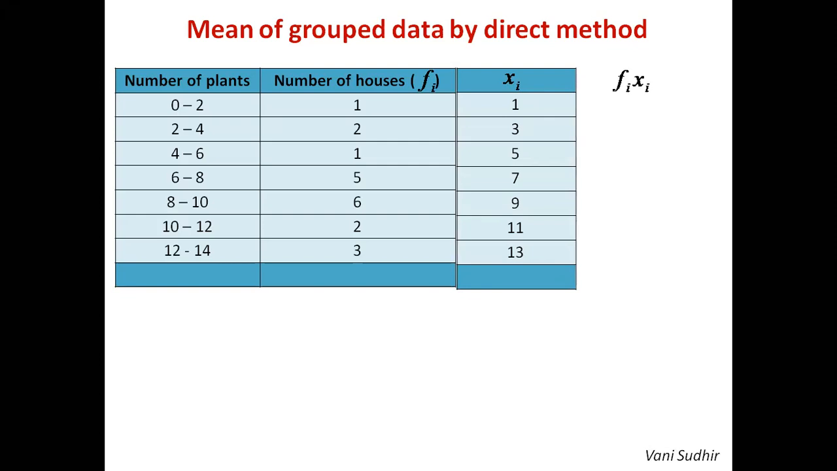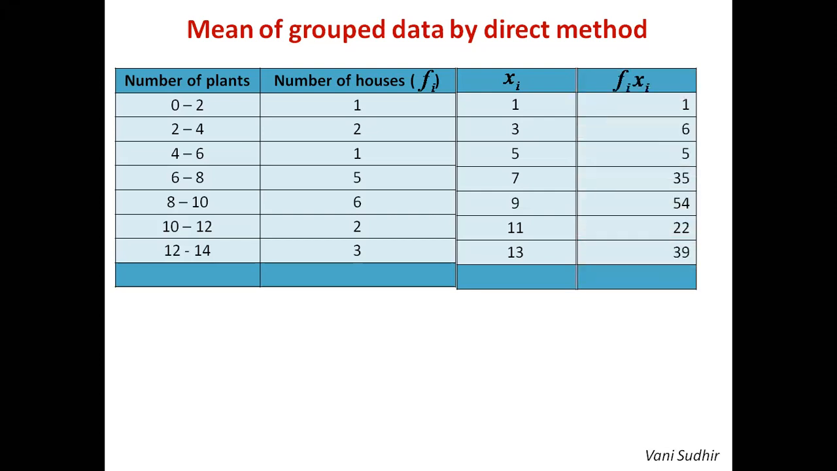Here each xi occurs fi times. So the product fi xi gives the sum of that particular observation. That is, the last three houses have 13 plants in their house, so the product of 13 times 3 is 39. And the summation of fi xi gives the sum of all observations. That is 162. Summation of fi gives the total number of observations. That is 20.